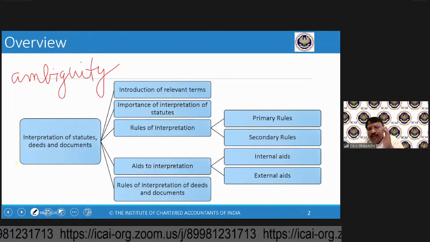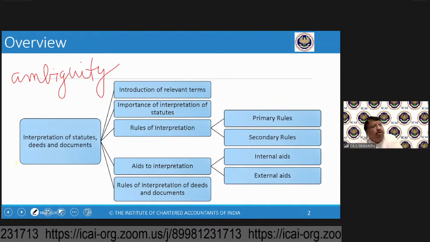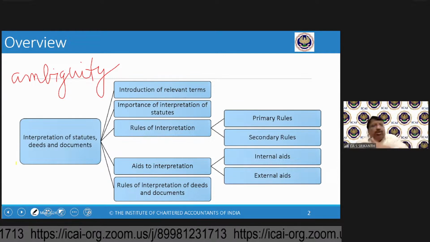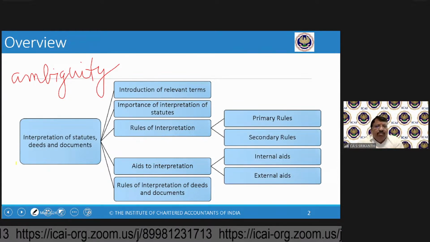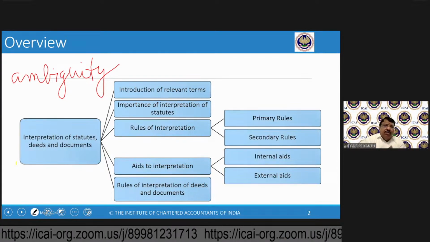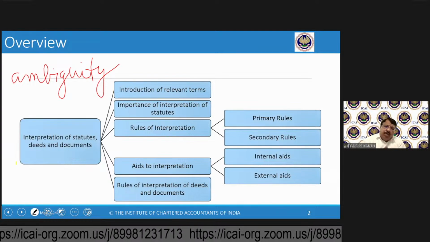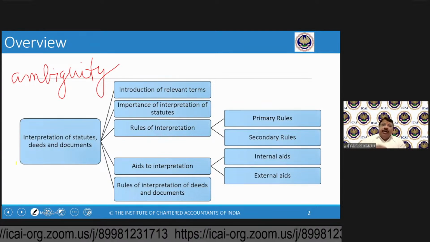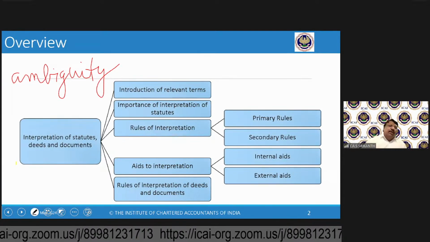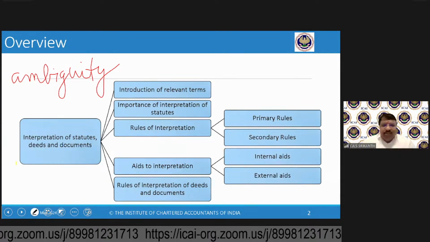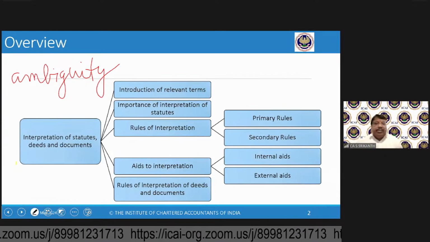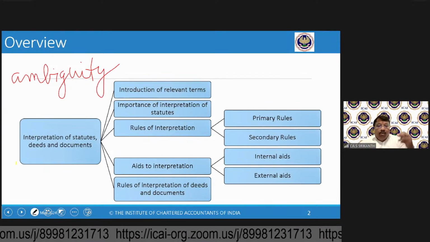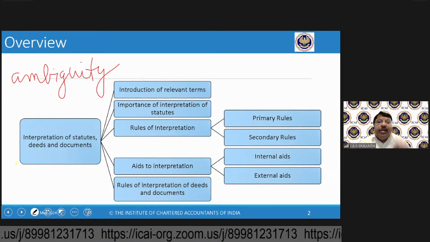In fact, it extensively quotes Lord Denning, which I am going to quote here. Extensive quotation of Lord Denning, LJ is there, which is a fantastic decision on interpretation. I would love to read it out to you here and explain it. It's a beautiful definition of what is interpretation. Why interpretation? And why the court should not avoid interpreting.